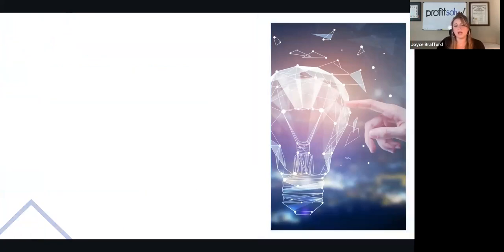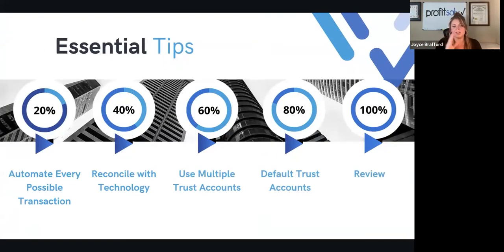So let's talk about the 5 essential tips, right? You do this, you're going to be 100% covered, right? 20, 40, 60, 80, 100% covered. That's what we're looking for. I want you to automate every possible transaction that you can. I want you to do that reconciliation that we just mentioned. I want you to do that with technology.